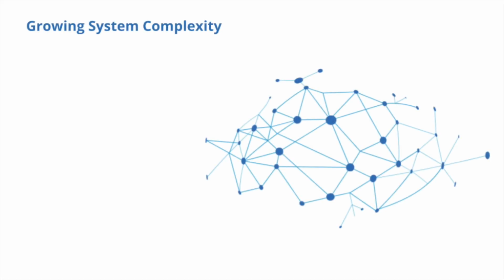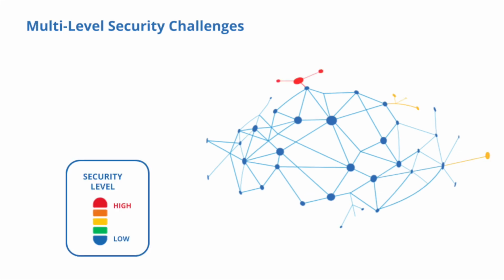Cyberphysical systems, each a vast web of both physical and software components, are getting more complicated every year. In these complex systems, multi-level security challenges present a particularly difficult issue. Let's say you're designing a helicopter, a good example of a complex cyberphysical system.